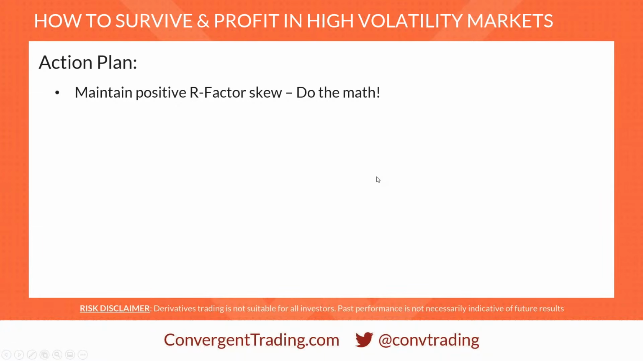What happens when we move from balance to imbalance, or from a balanced or quiet market to an imbalanced market? One of the things that happens, as we talked about, is a massive increase in the range, which is represented by the volatility, which is represented by rotations. The first thing we have to do is make sure we maintain a positive R factor skew.